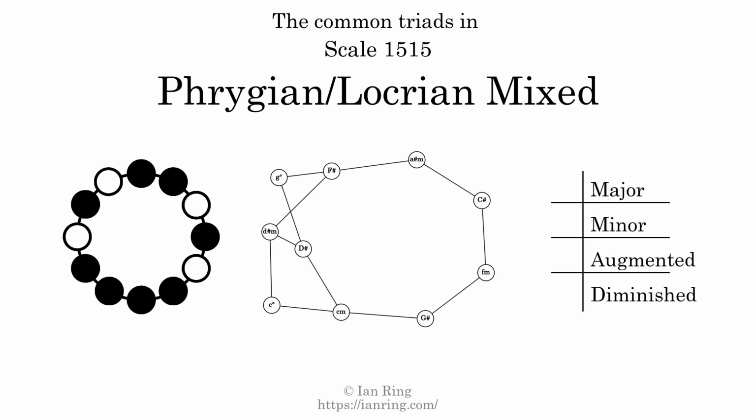The diagram in the center is a graph of parsimonious voice leading between triads. There are 4 major triads. There are 4 minor triads. There are no augmented triads. There are 2 diminished triads. Here is a Hamiltonian path of parsimonious voice leading that uses all the triads.